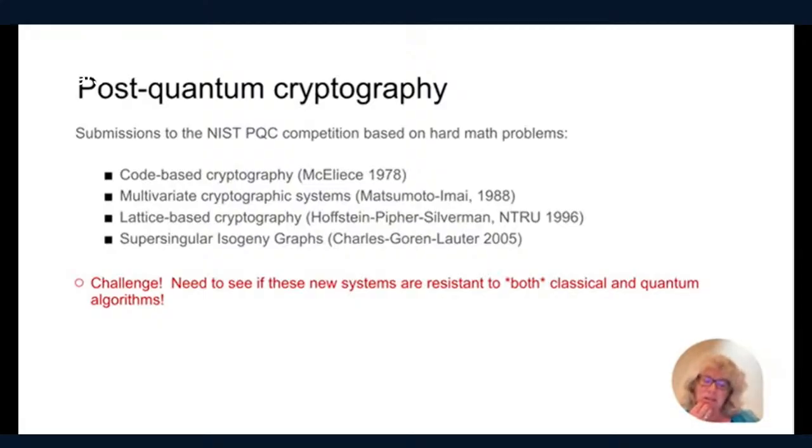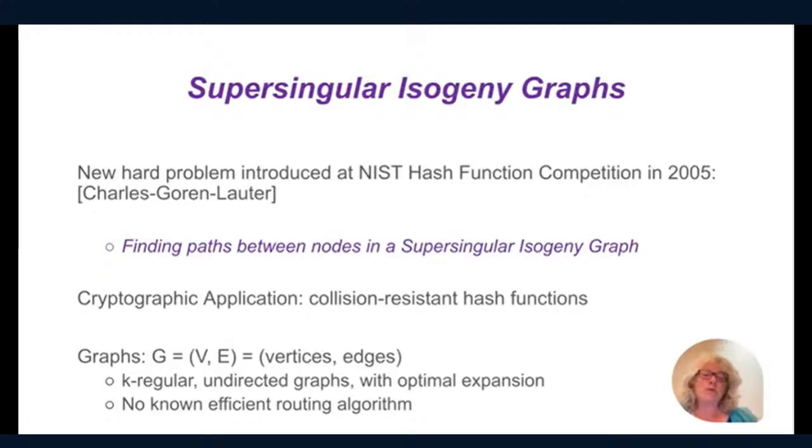And so I'm just going to focus the rest of my talk on the supersingular isogeny graphs and the hard problem that those are based on. So we actually introduced these supersingular isogeny graphs at the 2005 NIST hash function competition. And the hard problem was to find paths between nodes in the supersingular isogeny graph. This is actually a problem that had been studied by Steven Galbraith in a paper from 1999, with only exponential algorithms known for solving this problem.